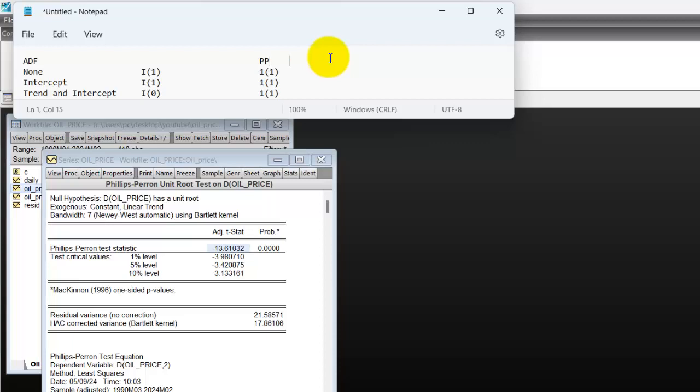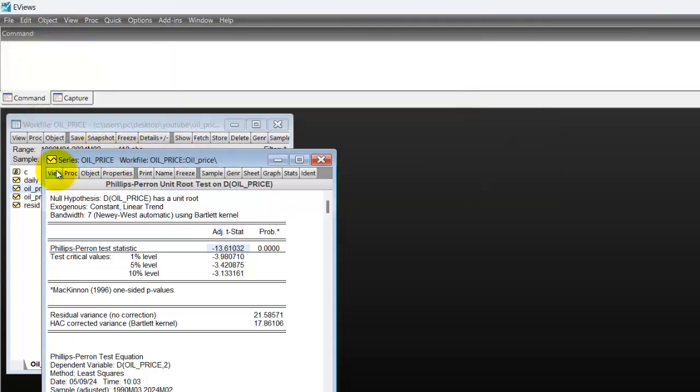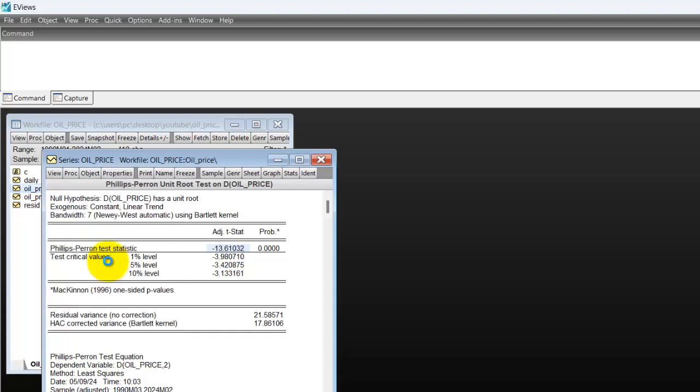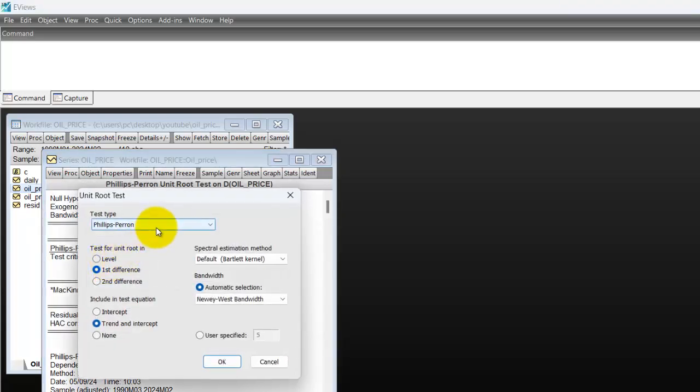Now let us make use of the third unit root technique, which is KPSS. To do that, you go back to view, then select unit root test. Here under test type, you change this to Kwiatkowski-Phillips-Schmidt-Shin test, which is KPSS. Then the first panel, you take it back to level.